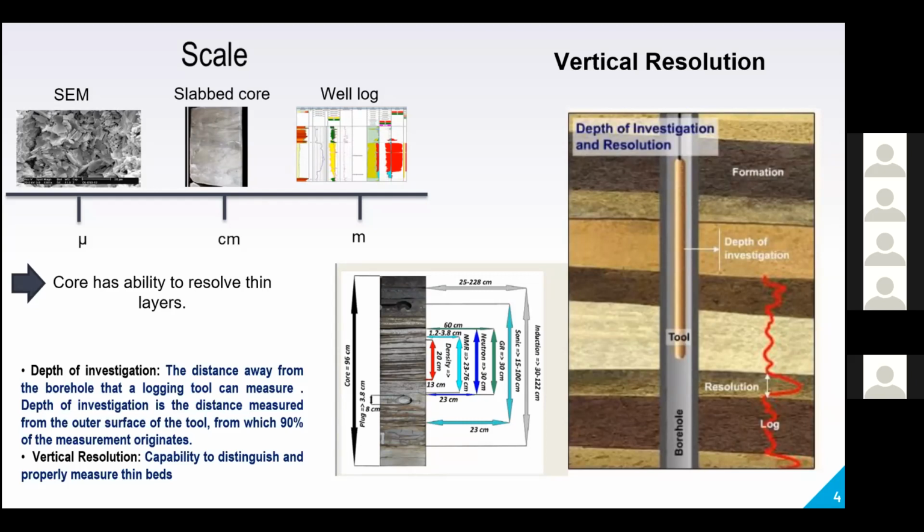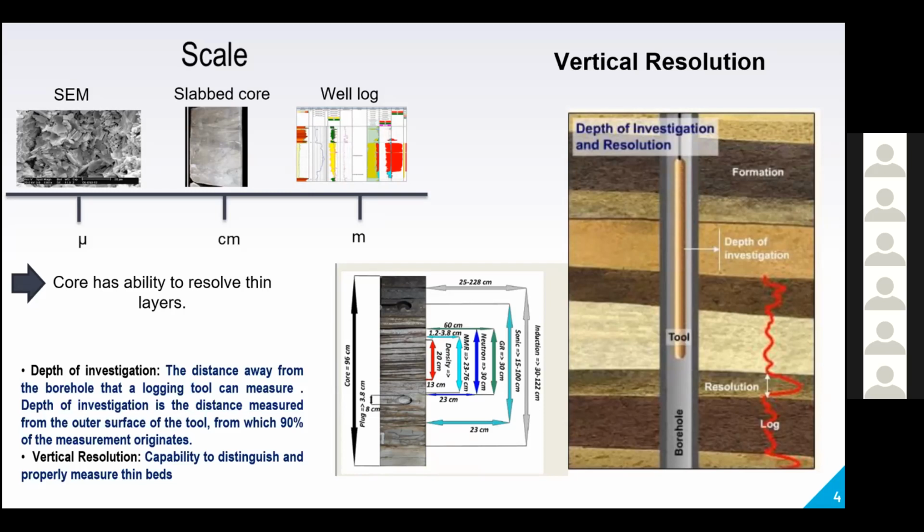The vertical resolution of the tool is the ability of the tool to differentiate a thin bed from the other thin beds. For example, you have a 2 centimeter sandstone, and the vertical resolution of the induction tool is 3 or 4 feet. So it will be below the vertical resolution of the induction tool, and the induction tool will not read this sandstone. It will read an average value between the sand and the shale. So you need to identify these thin beds, and the core provides you an answer to identify thin beds.